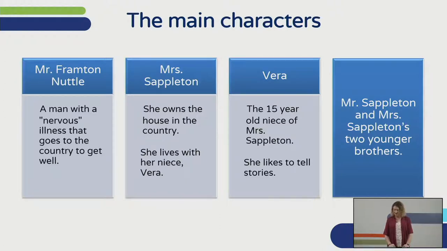Our next character is Mrs. Sappleton. Mrs. Sappleton owns the house in the country. It's her house. She lives in the house with her niece, Vera. Her niece would be the daughter of either a brother or a sister of Mrs. Sappleton. Vera is 15 years old, and she likes to tell stories.